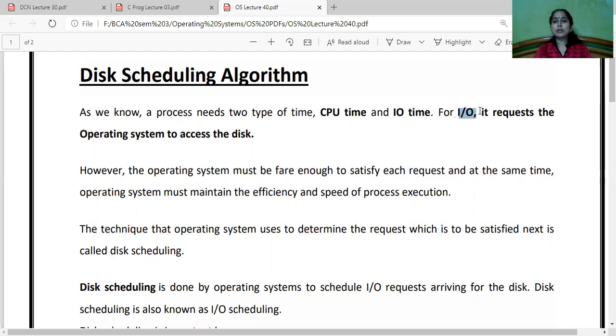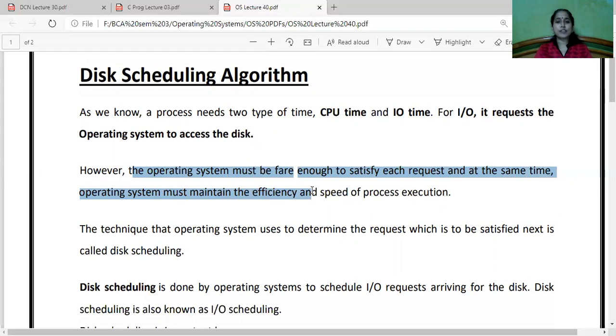So for IO, that is input output, it requires the operating system to access the disk, because it is through the disk that I can get an input, or it is into the disk that I can save my output. However, the operating system must be fair enough to satisfy each request, and at the same time, it must maintain the efficiency and the speed of process execution.